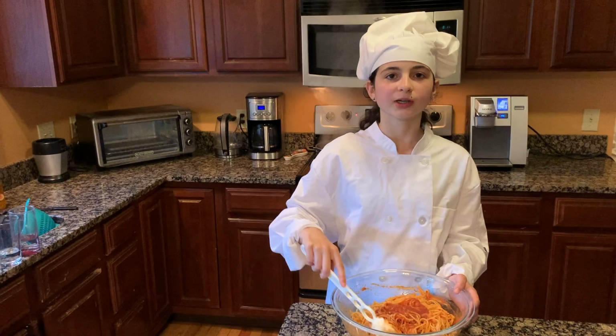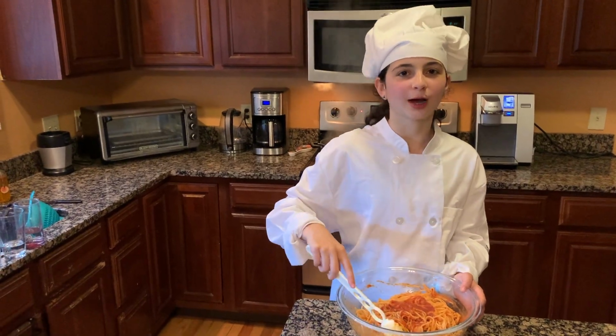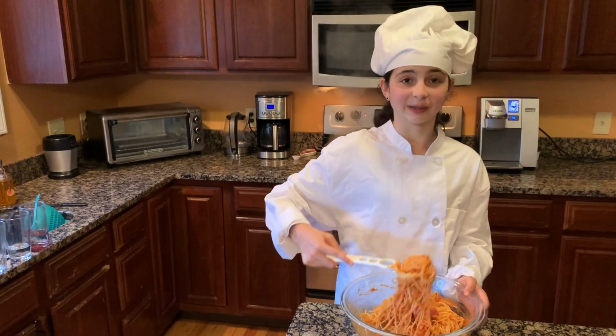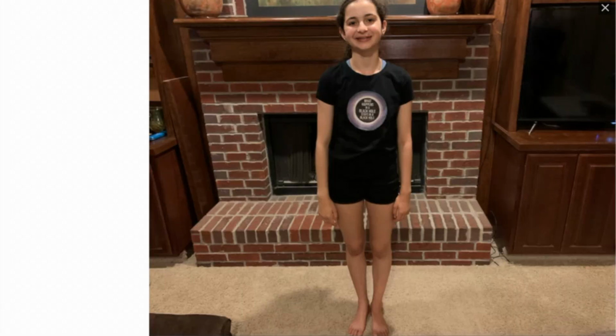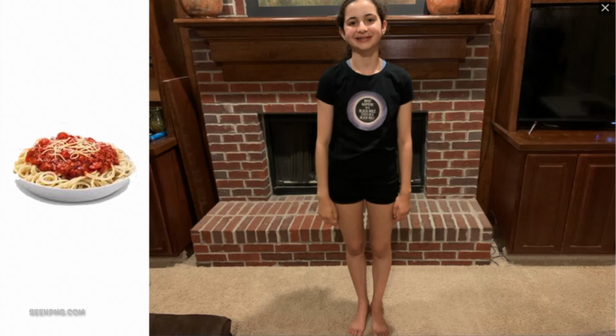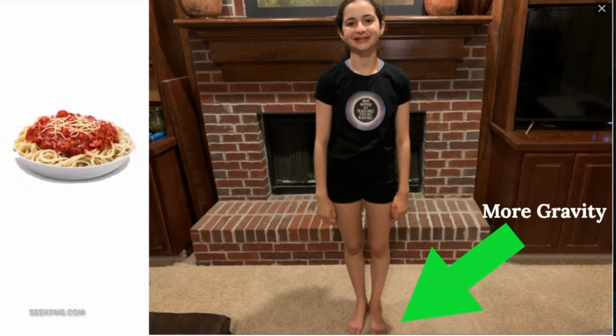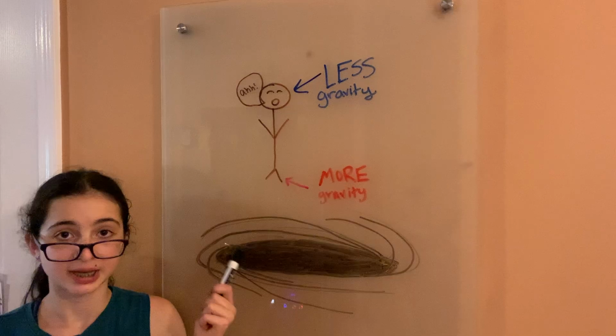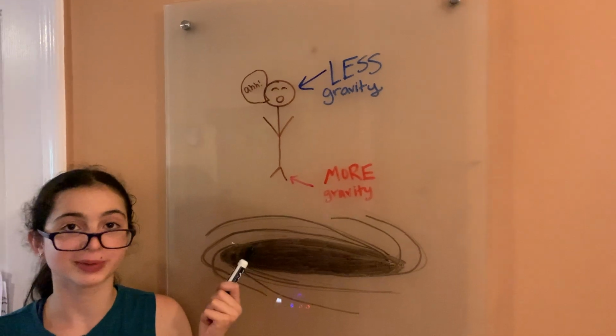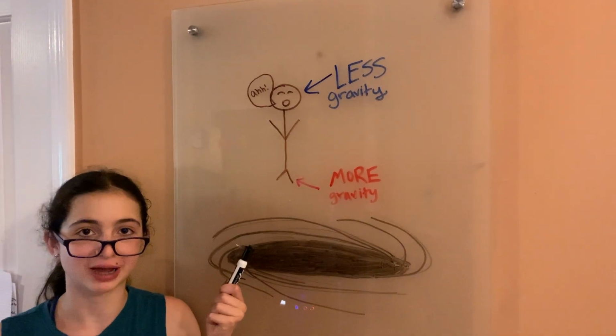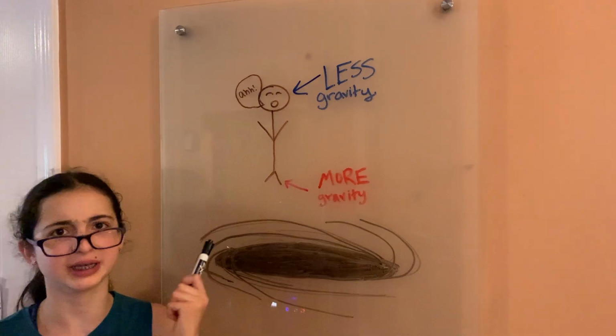Another phenomenon that happens when an object is entering a black hole is spaghettification. Spaghettification occurs when there is a difference in the strength of gravity between one end of an object and the other. If you were diving feet first into a black hole, the difference in the strength of gravity between your feet and your head would be enormous.